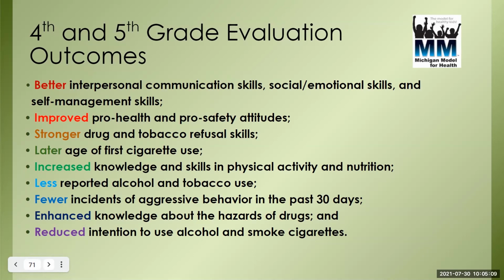And as you can see, we had better interpersonal communication skills, social emotional skills, and stress management skills, pro-health and pro-safety attitudes, which is important, stronger drug and tobacco refusal skills, and so on and so forth. Fewer incidences of aggressive behavior in the past 30 days. Reduced intention to use alcohol and smoke cigarettes. So again, we did do an evaluation of the Michigan model, and basically what this is saying is if you implement the Michigan model with fidelity, it is going to do what it's supposed to do as far as improving attitudes and behaviors.